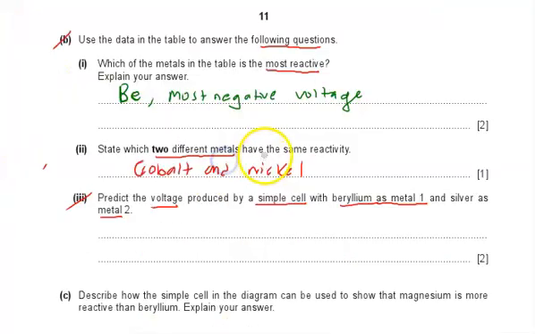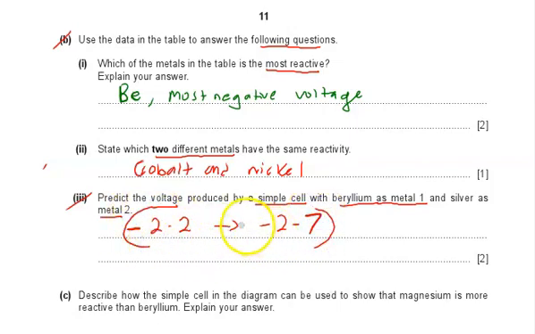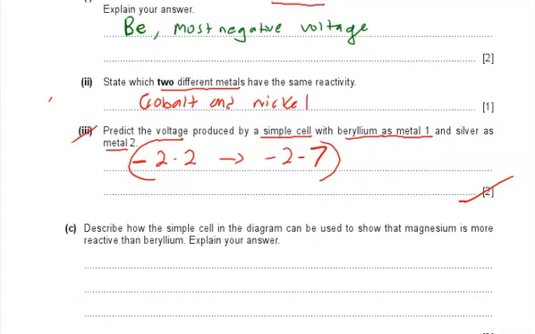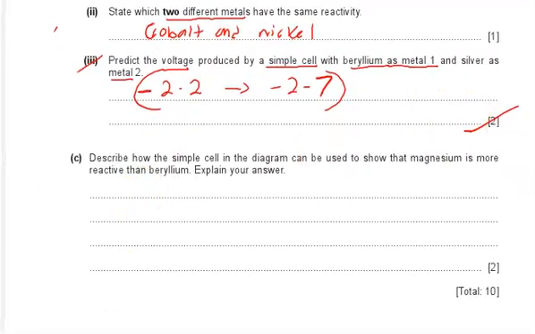So now we go back to here. It should be about negative 2.2 to negative 2.7. So it should be higher than 2. Then that's your answer for number 2, for 2 marks.